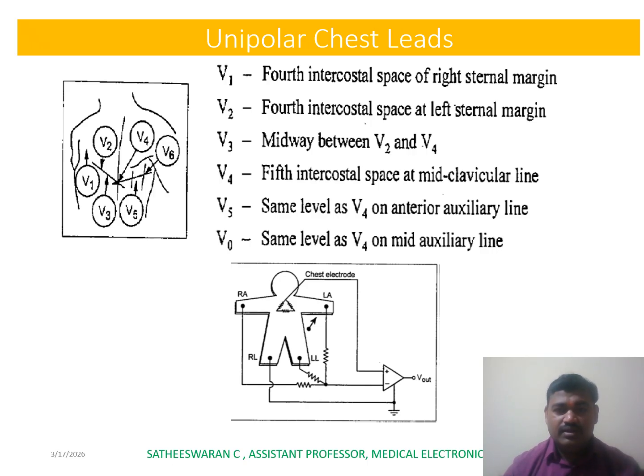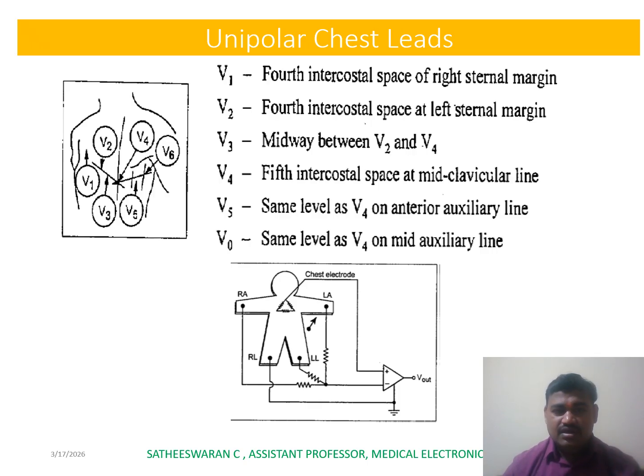So in total: bipolar limb leads 3, unipolar limb leads 3, unipolar chest leads 6. Similarly here, the chest electrode is taken to the non-inverting terminal of the operational amplifier. The remaining 3 points, the left arm, left leg and right arm, are taken out by means of a resistor and a common point which is connected to the inverting terminal of the operational amplifier, provided the right leg is used as a reference.